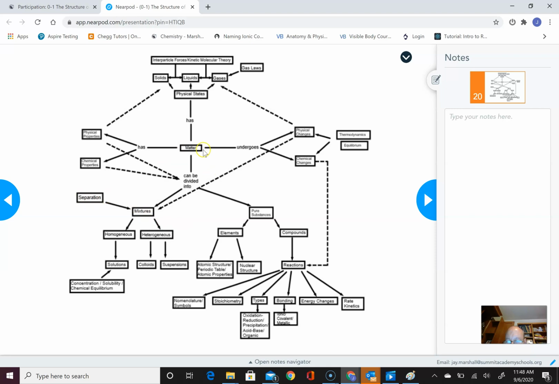And then for matter, again, if I look at just the physical side of things, we know that matter has physical states: solid, liquid, and gas. And we're going to talk about how we change from solids to liquids to gases and the gas laws. And then finally, we're going to apply the concepts of thermodynamics and equilibrium to everything near the end of the course. So this is going to be our outline for the whole course.